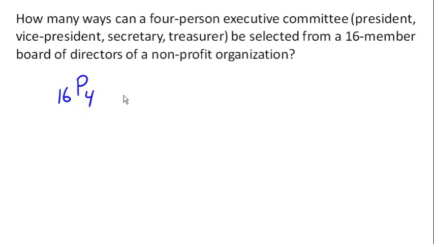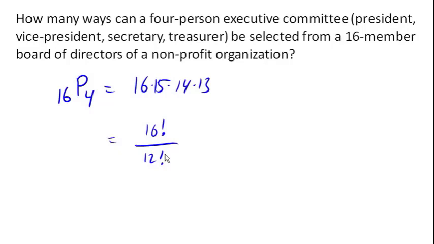Now, again, we could either compute this as 16 times 15 times 14 times 13, or 16 factorial over 16 minus 4, which is 12 factorial, or we could pull out our calculators. Either way, we're going to end up with 43,680 different executive committees.